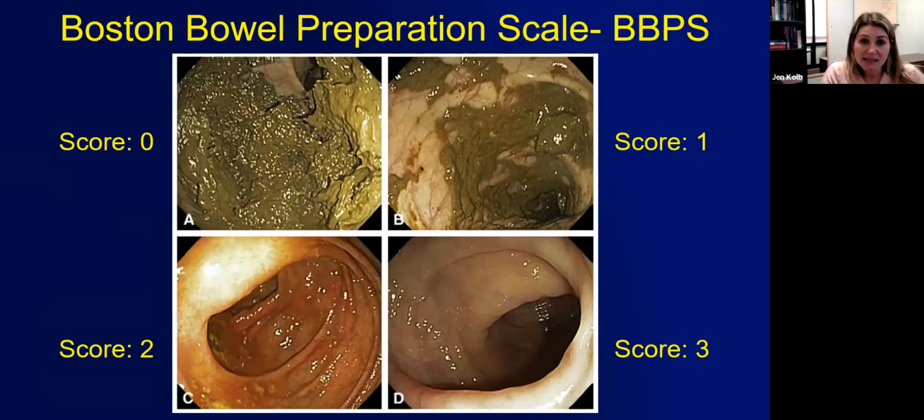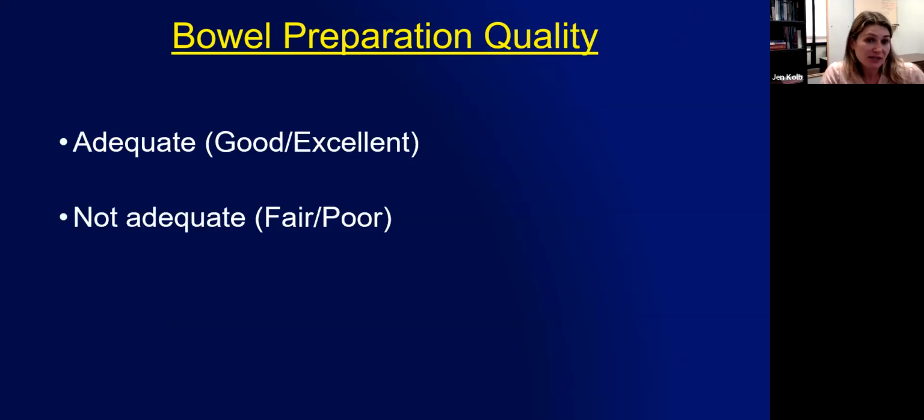For the Boston Bowel Prep, there are scores that you give from 0 to 3. You can see, 0 has some solid stool, whereas a score of 3 looks pristine and very clean. And you give a score to 3 different parts of the colon: the right colon, the left colon, and the transverse. But you might also just see that somebody says adequate or not adequate. Someone might say good or excellent or fair or poor.